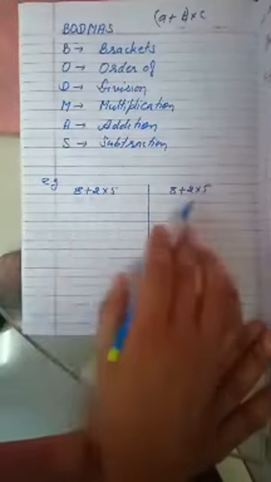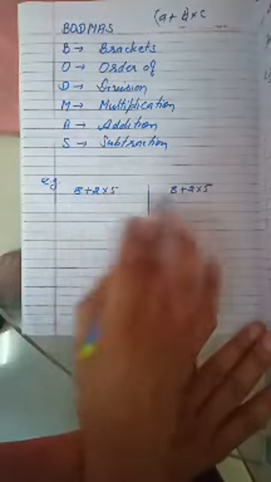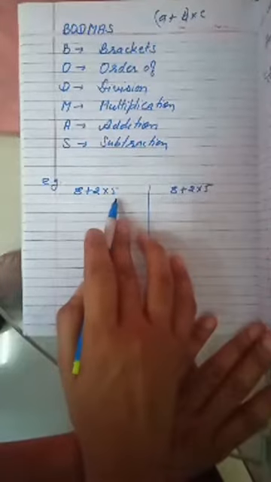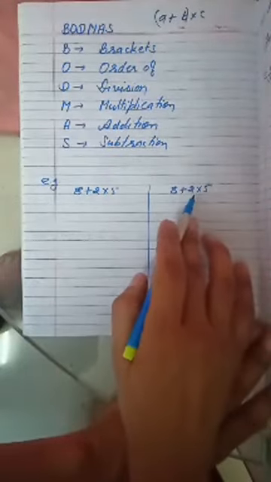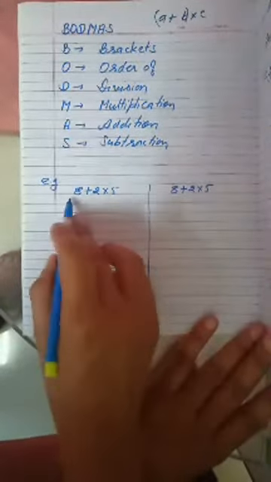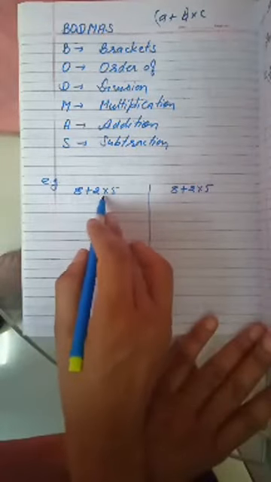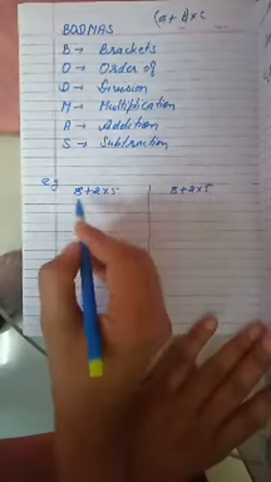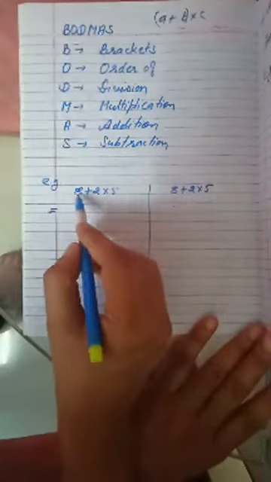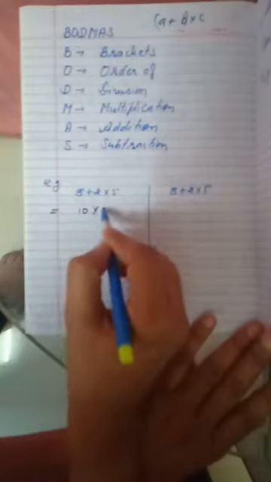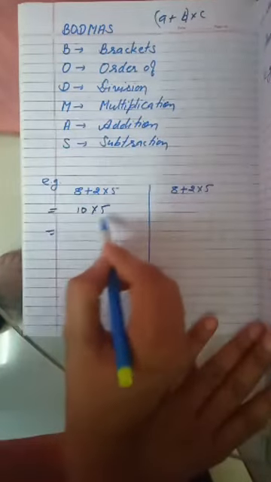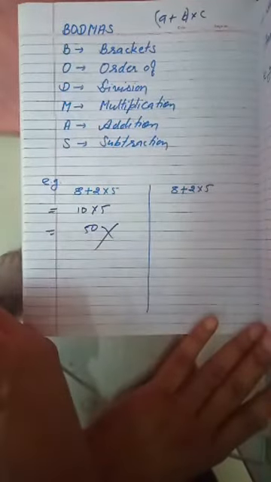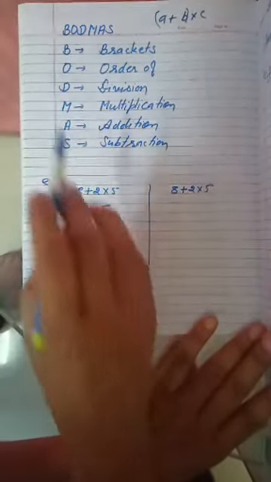Now we take an example, the same question written on both sides. First we do not follow BODMAS, and second we follow BODMAS. Both have 8 plus 2 multiplied by 5. Normally students solve it as 8 plus 2 is 10, multiplied by 5, and 10 multiplied by 5 is 50, but it is wrong. You have to follow the BODMAS system.